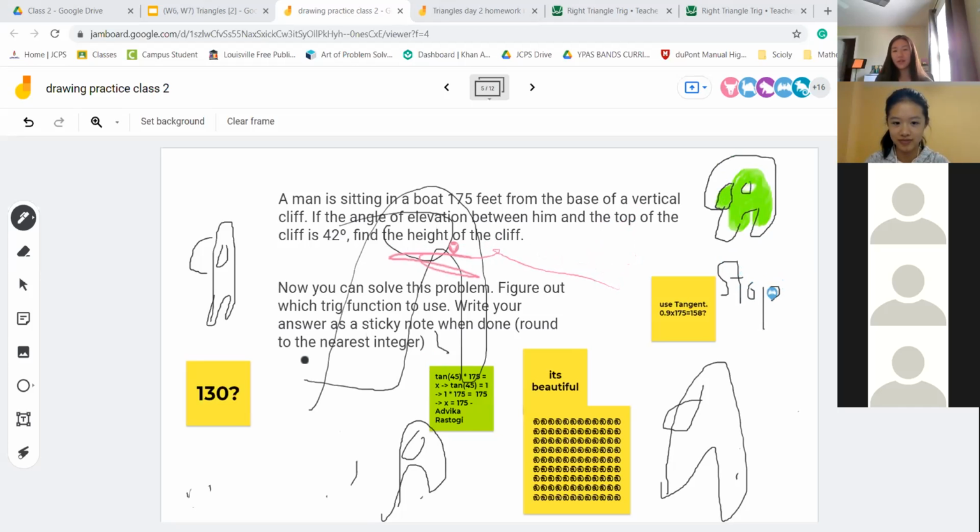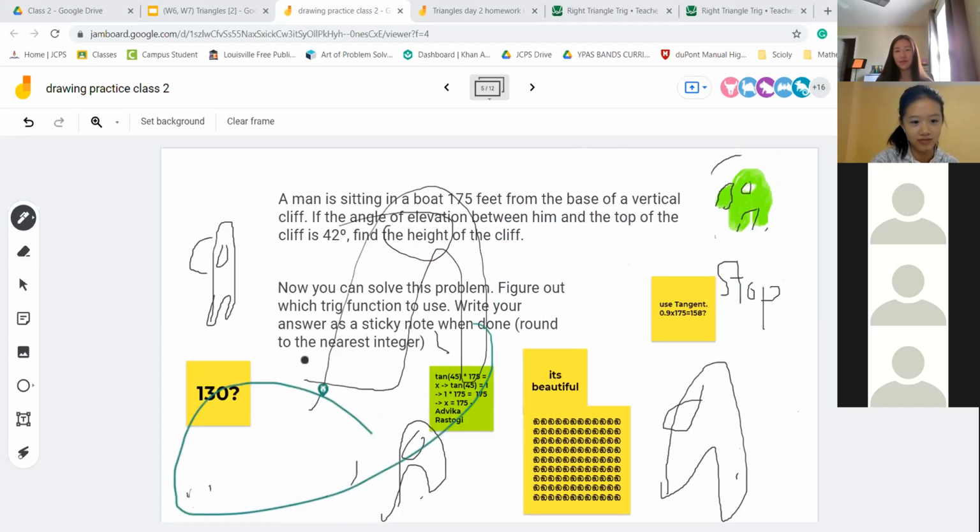And we're going to go over just the first problem, the one we're talking about right now. You guys can keep going if you want to, but in 1 minute we'll go over the 175 feet one.